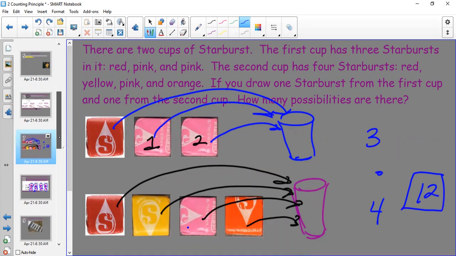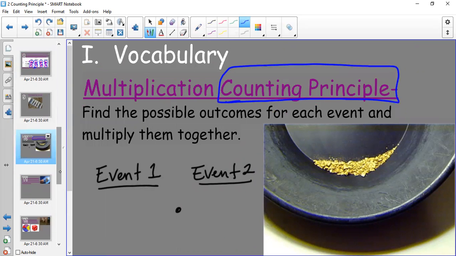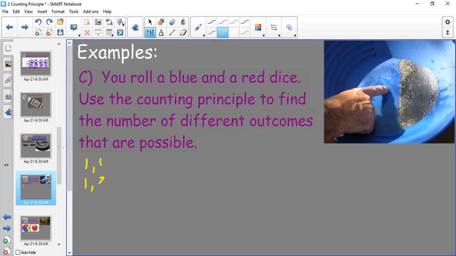Okay, so this is kind of the shortcut. It's called, again, the multiplication counting principle. Sometimes you'll just hear it called the counting principle. And these can get tricky. Everybody thinks they're easy, but they can definitely get tricky. So we roll a blue and a red dice. Use the counting principle to find the number of different outcomes that are possible. So just so you guys can get a visualization of this, if I would list them all, I could get a 1 and a 1, 1, 2, 1, 3, 1, 4, 1, 5, 1, 6, and so on. So I could list out a ton of them. That's one option to do, or you can use the shortcut.